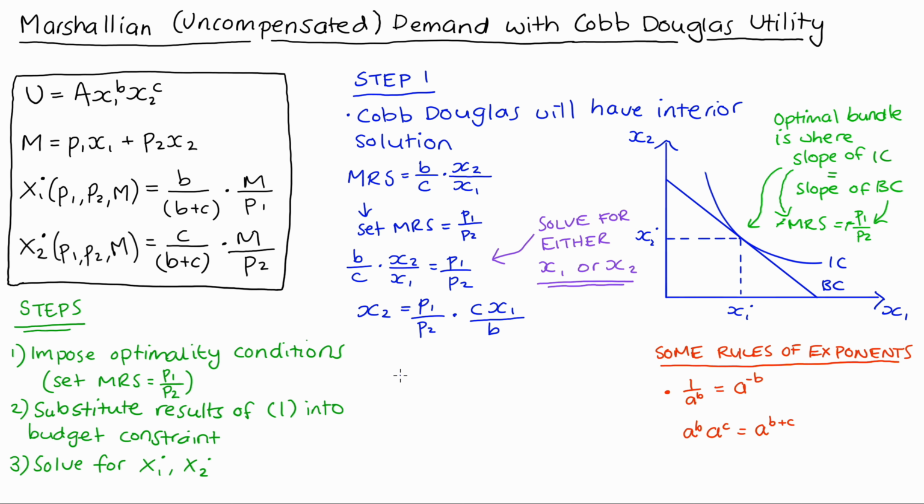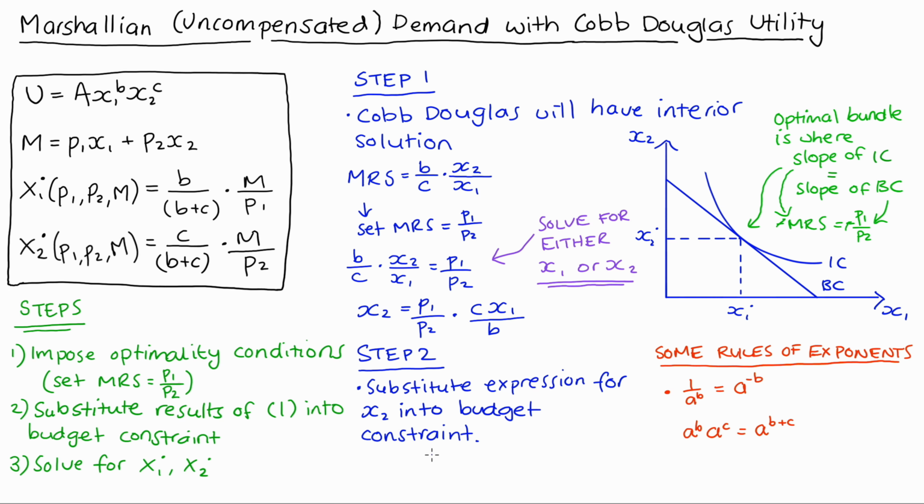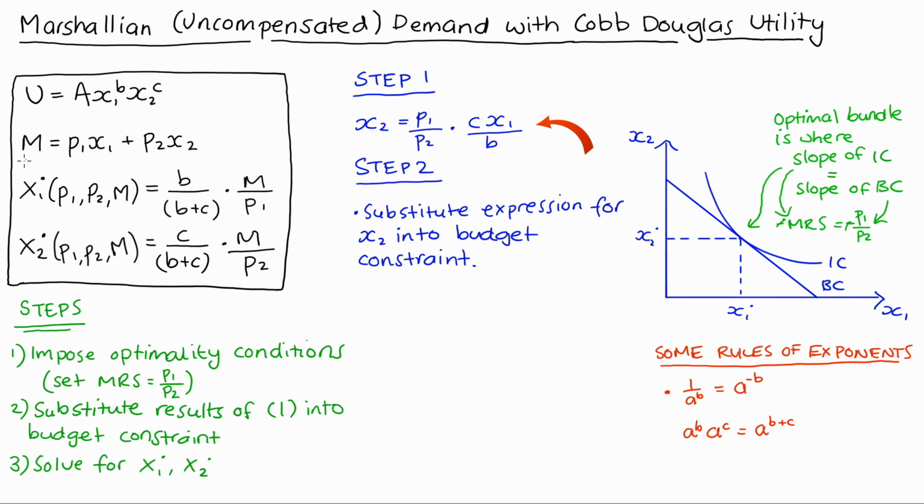So that's really step 1. In step 2, we're going to use that condition we just found. We're going to substitute that into the budget constraint. So here's our condition we found before. And well, we get from our budget constraint, M, our income, is equal to P1 times X1 plus P2 times X2, which is equal to, we just found out, P1 over P2 times X1 times C over B.